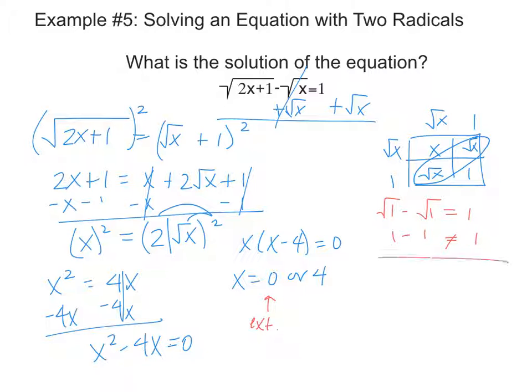Okay, the next one, if I put in 4, 2 times 4 is 8, so that'd be the square root of 8 plus 1 minus the square root of 4 equal to 1. Square root of 8 plus 1 is 9, which we know is 3. Minus the square root of 4 is 2. 3 minus 2 is 1, so this 4 actually is our solution. All right, let's try the last one.